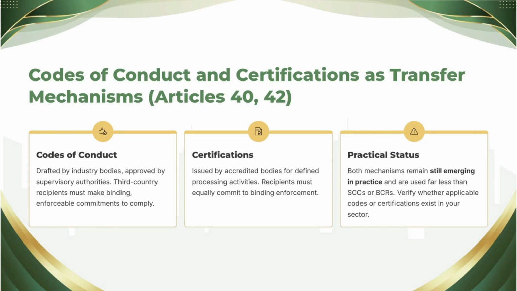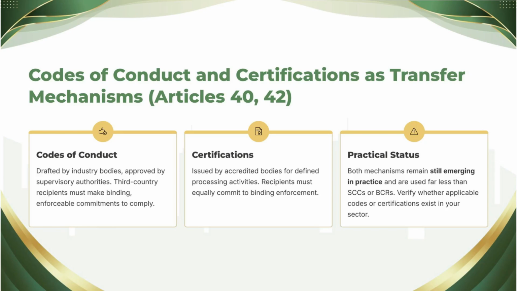They've existed in the GDPR from day one as compliance instruments, but their career as transfer safeguards under Article 46 is still young and worth understanding for both the exam and the future. The concept for codes first. Under Article 40, industry associations can draft codes of conduct, translating GDPR obligations into their sector's concrete reality. A cloud industry code, a health research code. A supervisory authority approves the code, and an accredited monitoring body polices adherence.